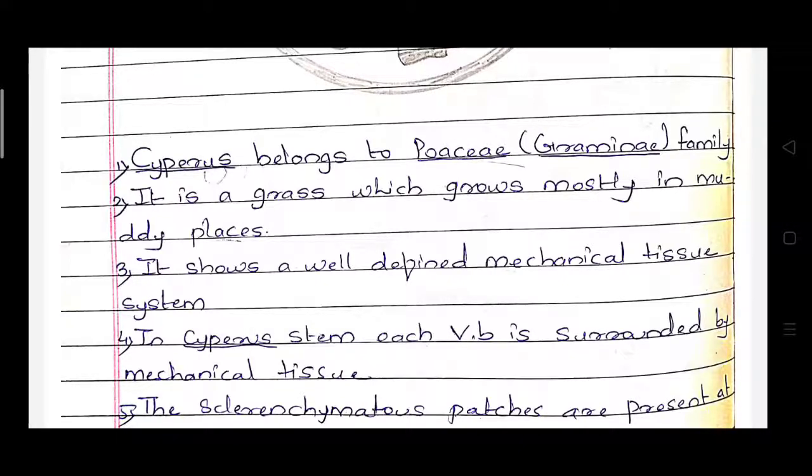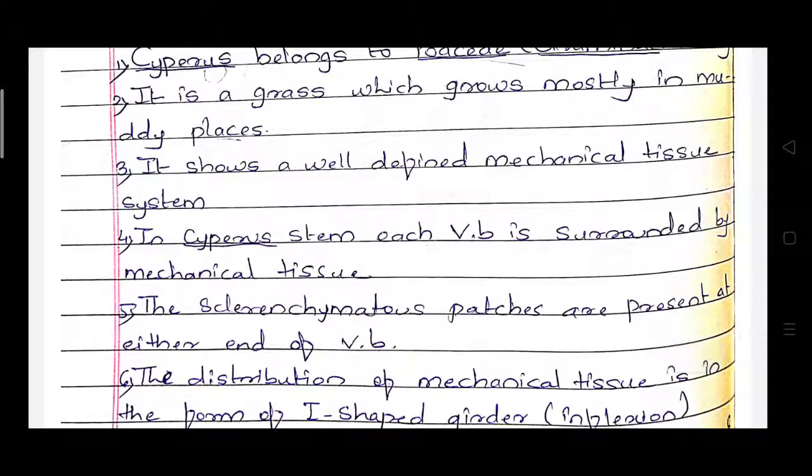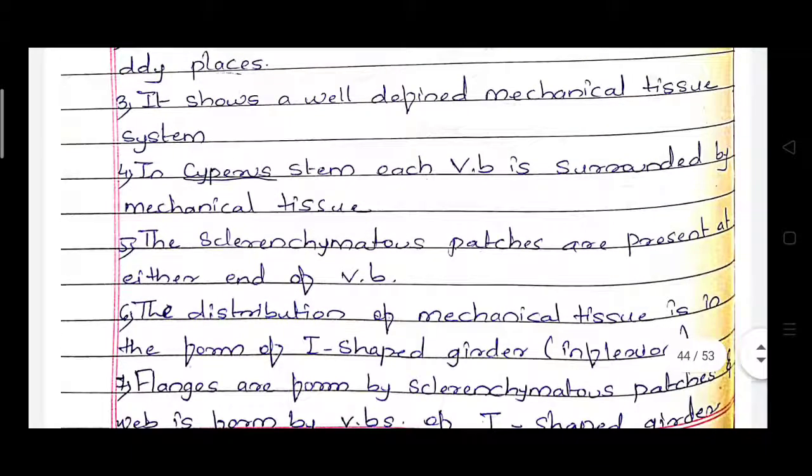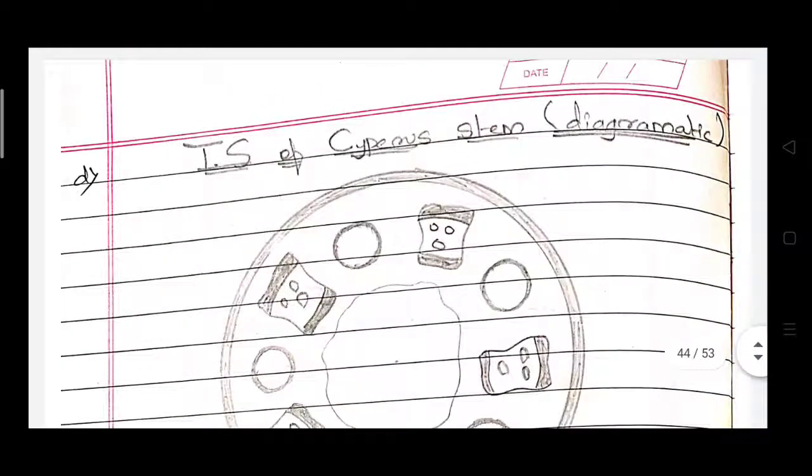In that, a well defined mechanical tissue system is observed. The vascular bundles are always surrounded by this mechanical tissue. That means they are present in the section, surrounding these vascular bundles. The sclerenchymatous patches are there, and between these vascular bundles and sclerenchymatous patches, the I-girders are formed. So this is the fourth example in mechanical tissue distribution, that is the Cyperus stem.